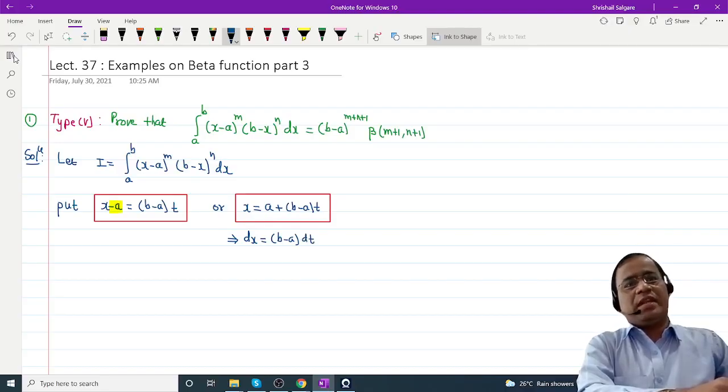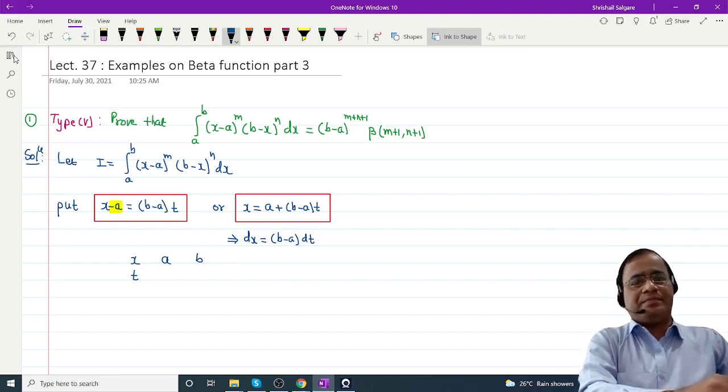Now start with the limits. The given limits for x are a as the lower limit and b as the upper limit. So can anyone help me? Let me know the value of t when x is equal to a. Yes, very good. When you substitute x is equal to a, you get a minus a, which comes as 0.